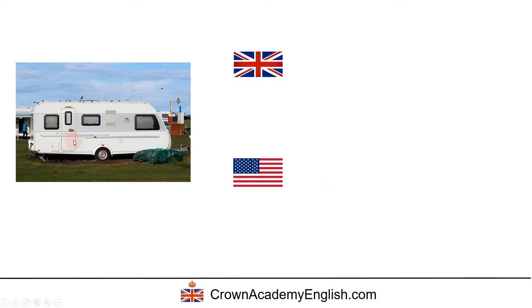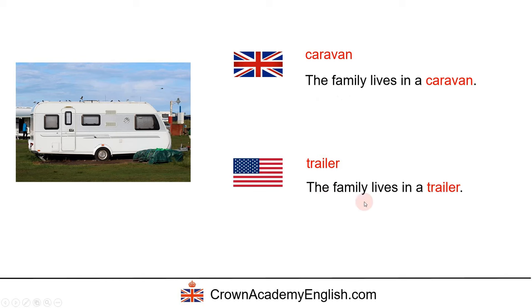So this object here, this vehicle, is called a caravan in British English. And in American English, this is a trailer. Example, the family lives in a caravan. Or, in America, the family lives in a trailer.